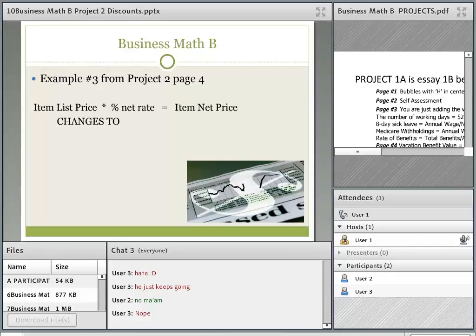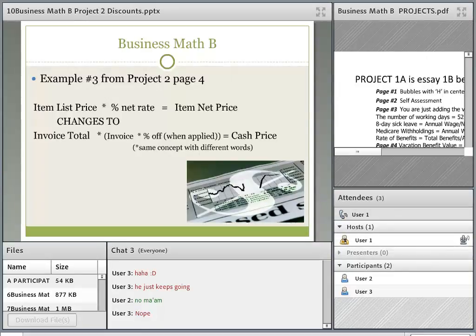Okay, so we're using our same formula again. But when we go to the next spreadsheet, instead of it being items, they're going to go to cash. So the words change. Okay? Similar concept, where you're going to take a total and then the percent off of the whole thing, and it's going to equal your cash price.